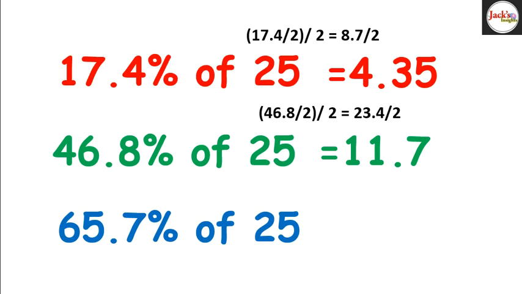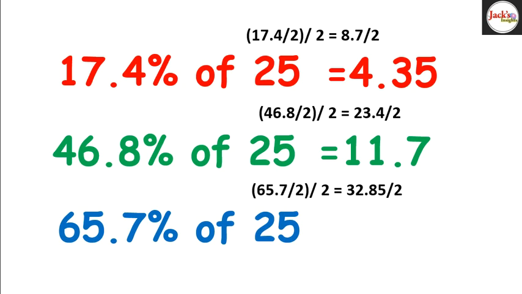Another, 65.7% of 25. What is half of 65.7? Half of 65, that is 32.5, and half of 0.7, or 70, half of 70 is 35. So you have 32.5 and 0.35, that is 32.85.